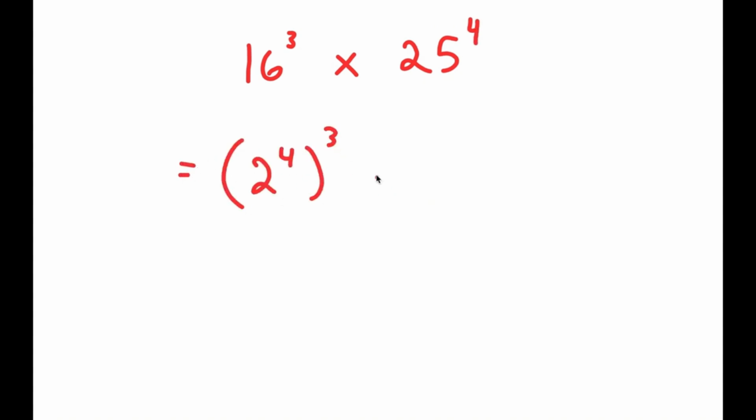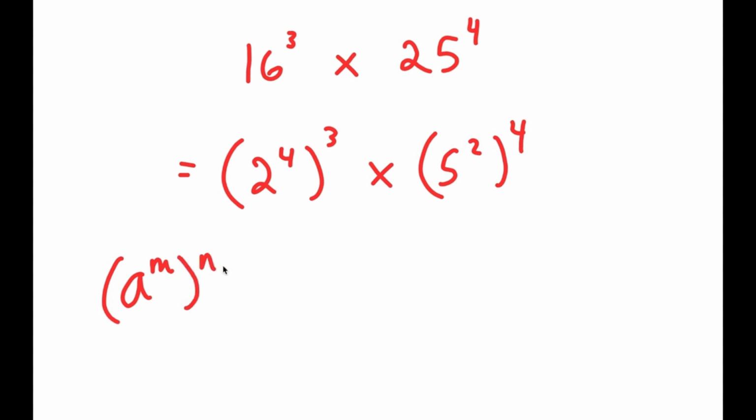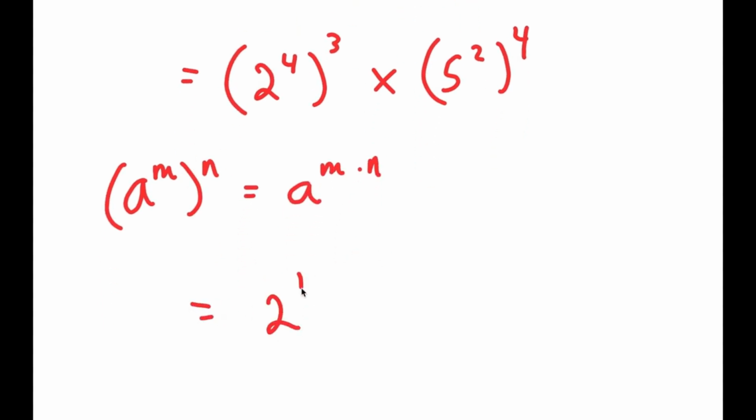Alright, so in this video, I'm going to solve the problem 16 to the power of 3 times 25 to the power of 4. So to solve this, I'm going to first rewrite this as 2 to the power of 4 to the power of 3. And I have this times 5 squared to the power of 4. Now, if I have something in the form a to the power of m to the power of n, this is equal to a to the power of m times n. So this turns into 2 to the power of 12 times 5 to the power of 8.